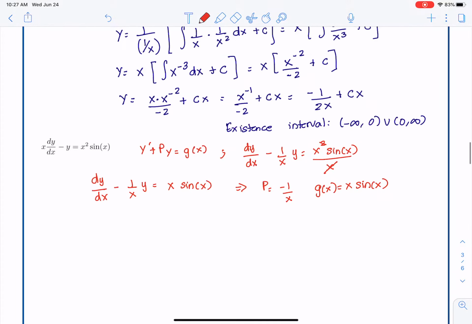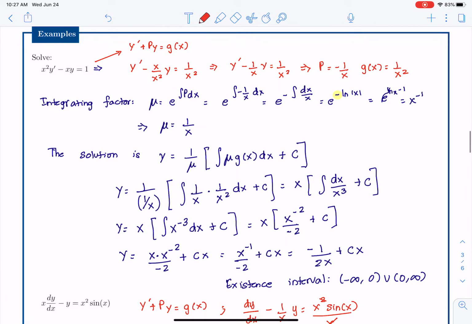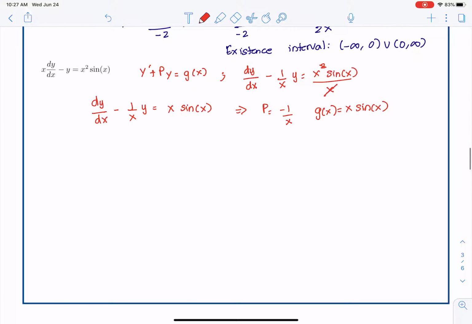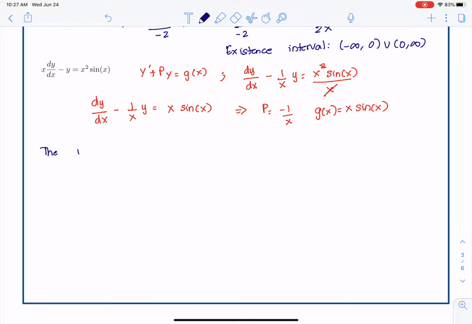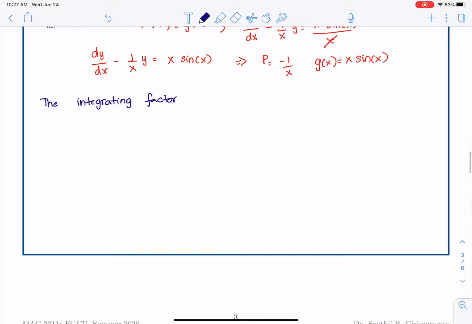Now, in the previous problem, we had p to be negative 1 over x, so the integrating factor here would be the same. Integrating factor, doesn't matter, you can call it whichever way you want.